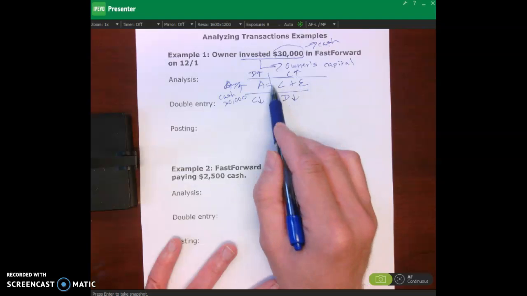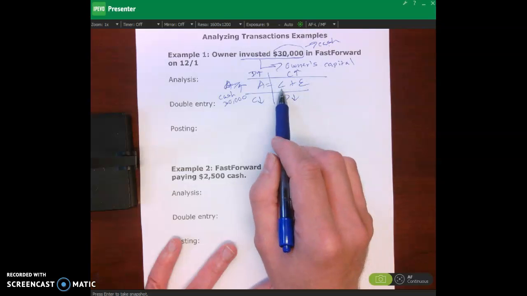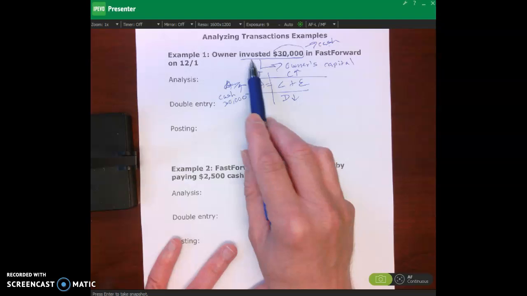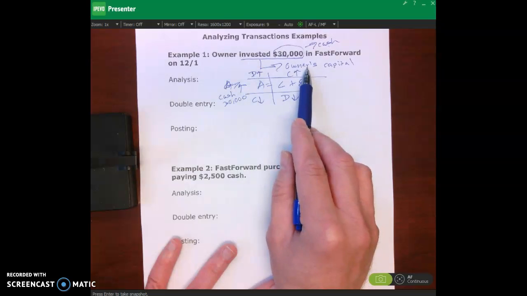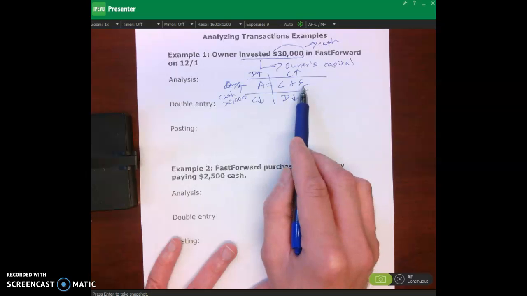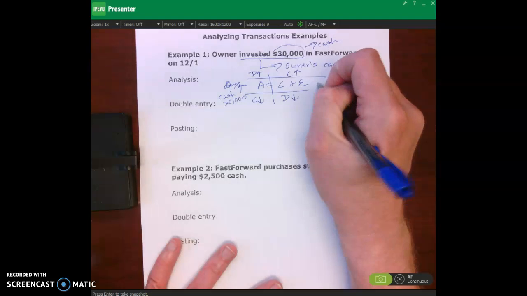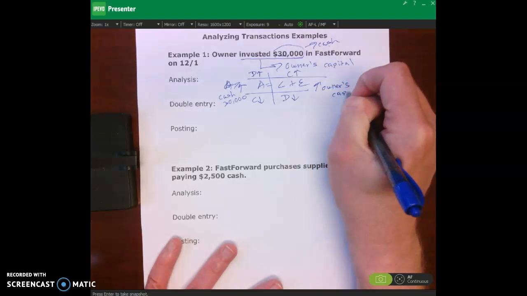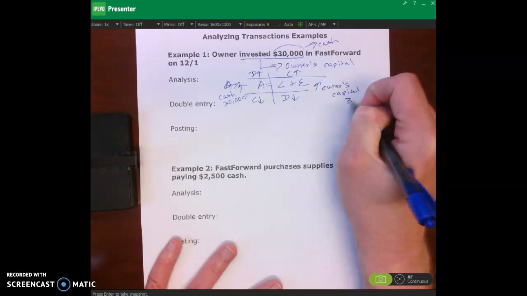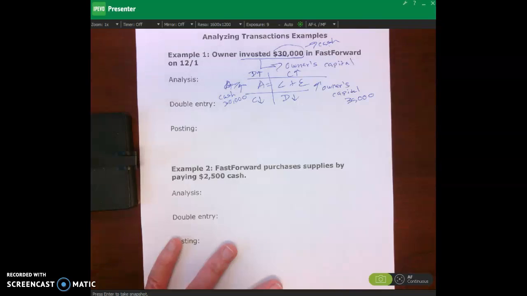So what is going on with the right side? Liabilities are not being affected. This is owner investment, which is owner capital. And we know that owner's capital is going up. So how do I represent that? As owner's capital goes up, equity goes up. So owner's capital goes up by $30,000, which is my equity.